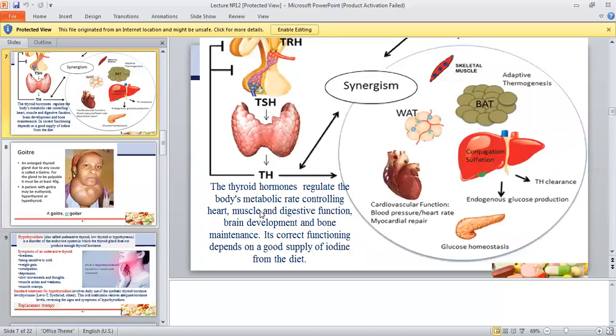Furthermore, the thyroid hormone regulates the body's metabolic rate, controlling heart, muscles, and digestive functions, brain development, and bone maintenance. Its correct function depends on a good supply of iodine from the diet. When there is good iodine in the diet, it will work well.